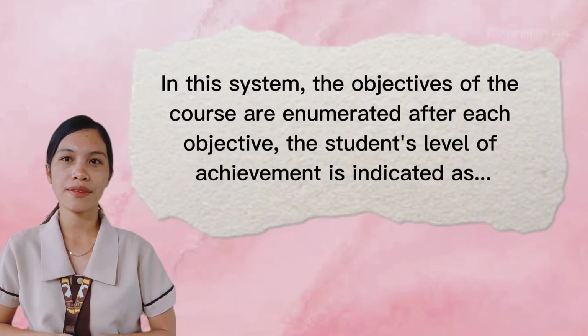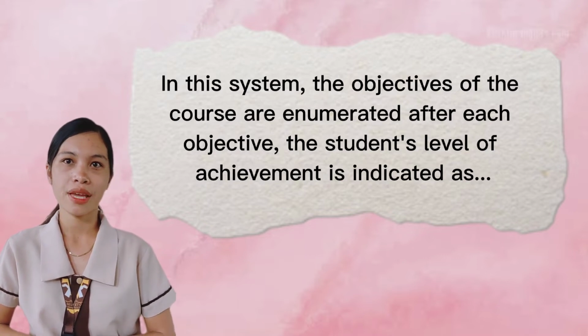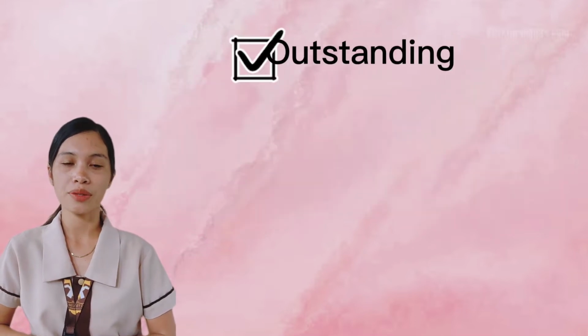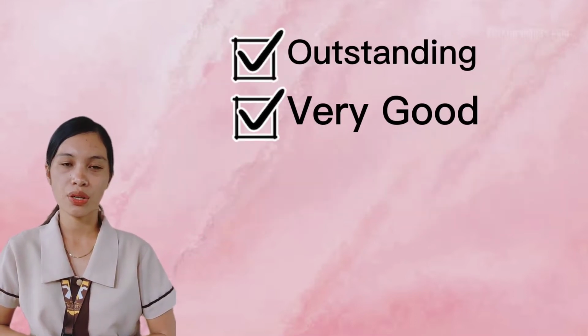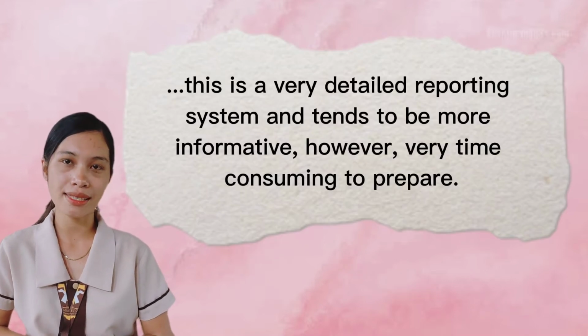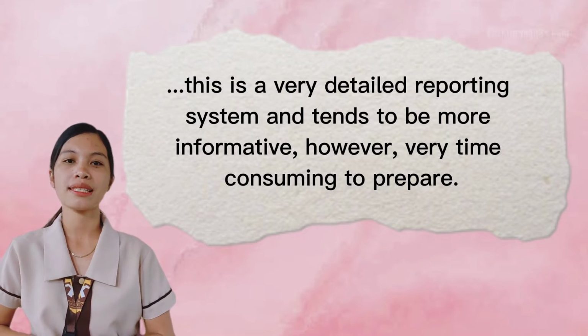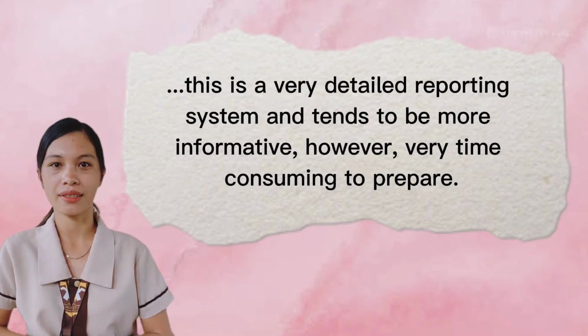Third is checklist of objectives. In this system, the objectives of the course are enumerated. After each objective, the student's level of achievement is indicated as outstanding, very good, good, fair, and poor. This is a very detailed reporting system and tends to be more informative. However, it is very time-consuming to prepare.